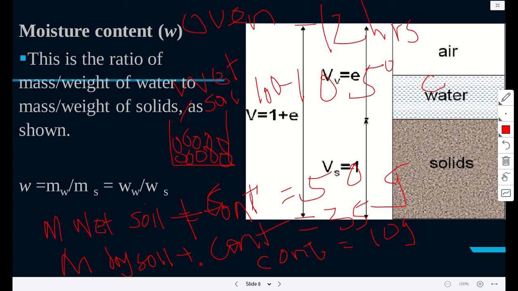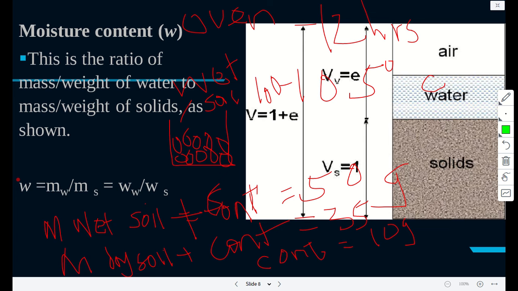Anyone who has an idea why we have to do that? That is to completely remove all the moisture. Yes, because the boiling point of water is around 100, so we get it a little bit higher than 100 just to make sure there is no water. But you should not go beyond 110 because you want to make sure this is soil. Otherwise, you don't want to disintegrate the soil.